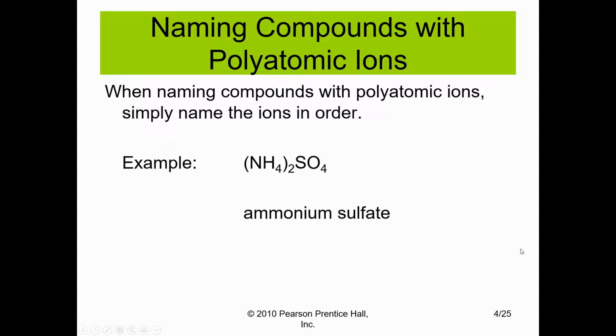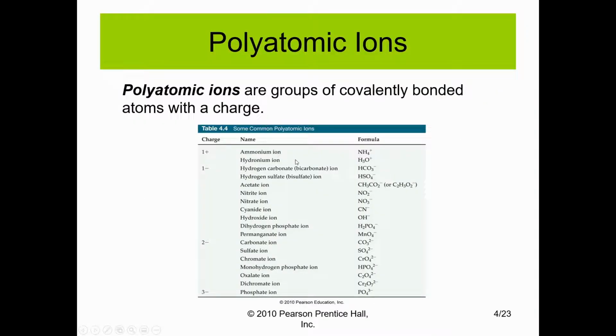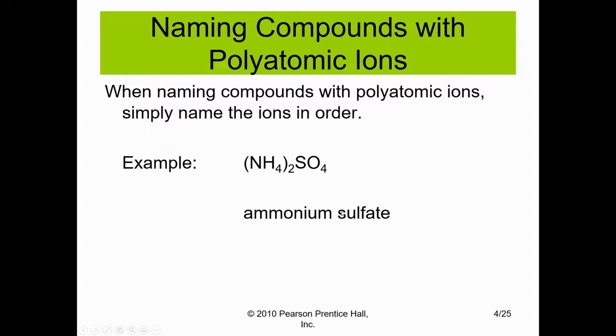Here's another example. This is ammonium sulfate. Here we're actually using 2 polyatomic ions. And so we start with the ammonium. Ammonium, if we reference the table, is NH4 +1, and then sulfate is SO4 2-. So we have a +1 charge on the ammonium and a 2- charge on the sulfate.